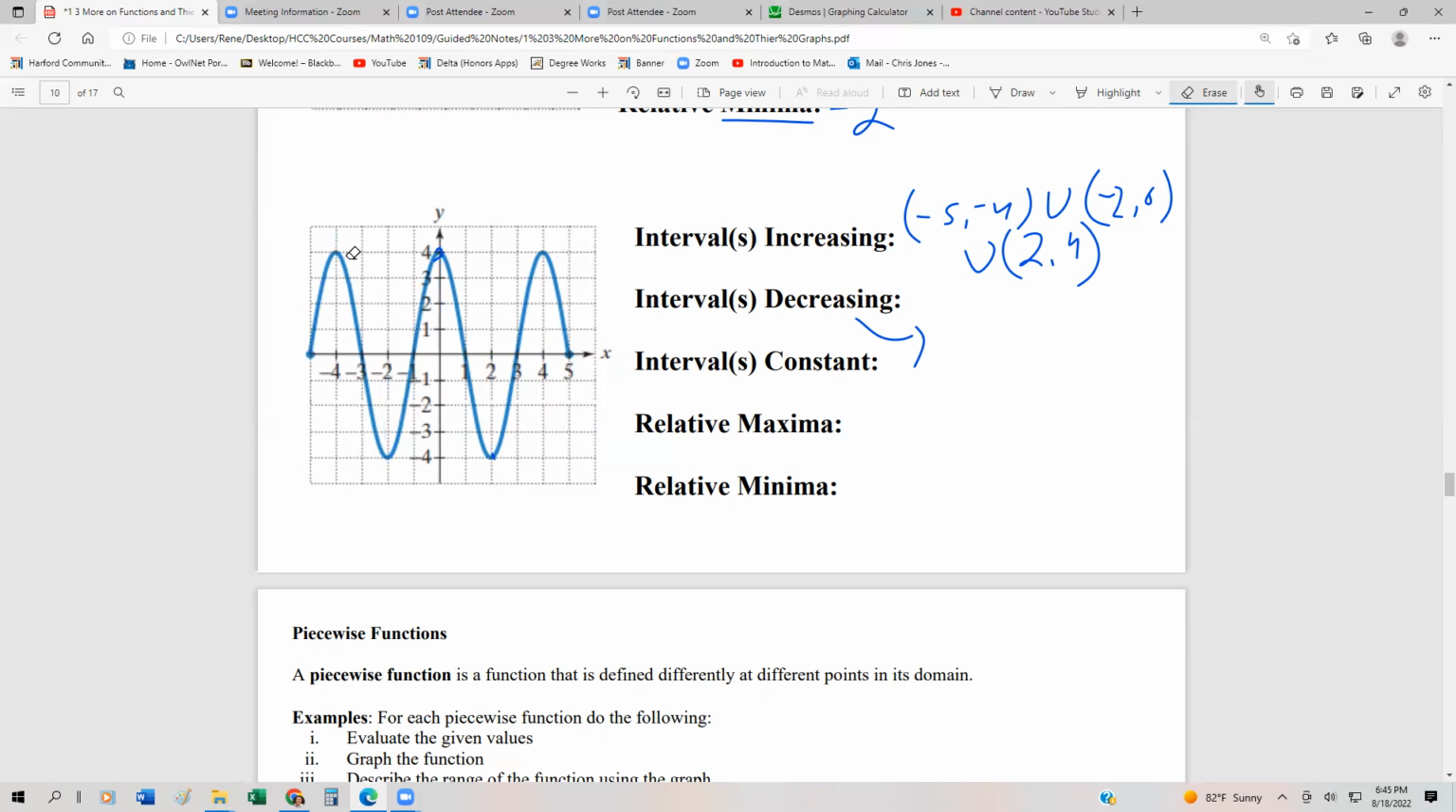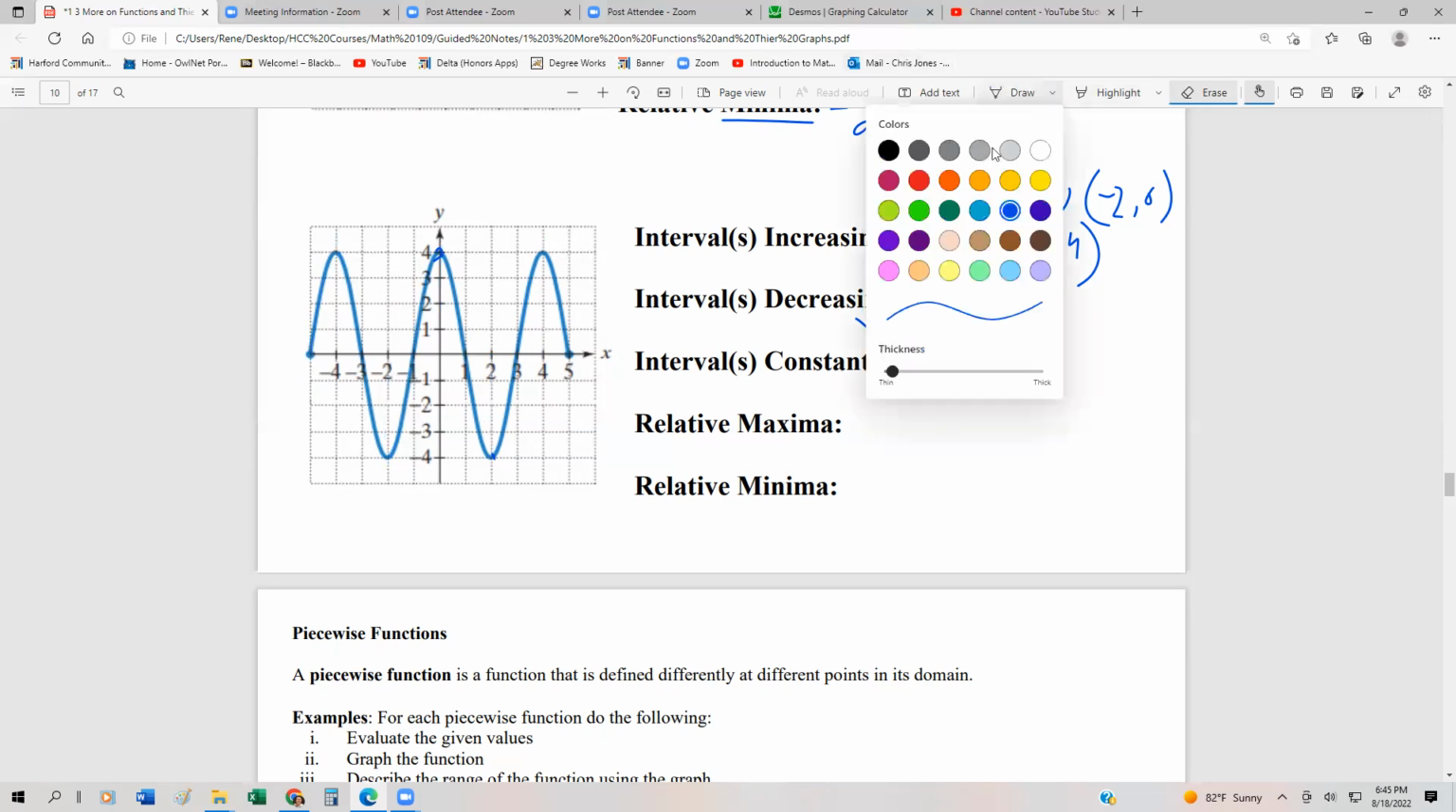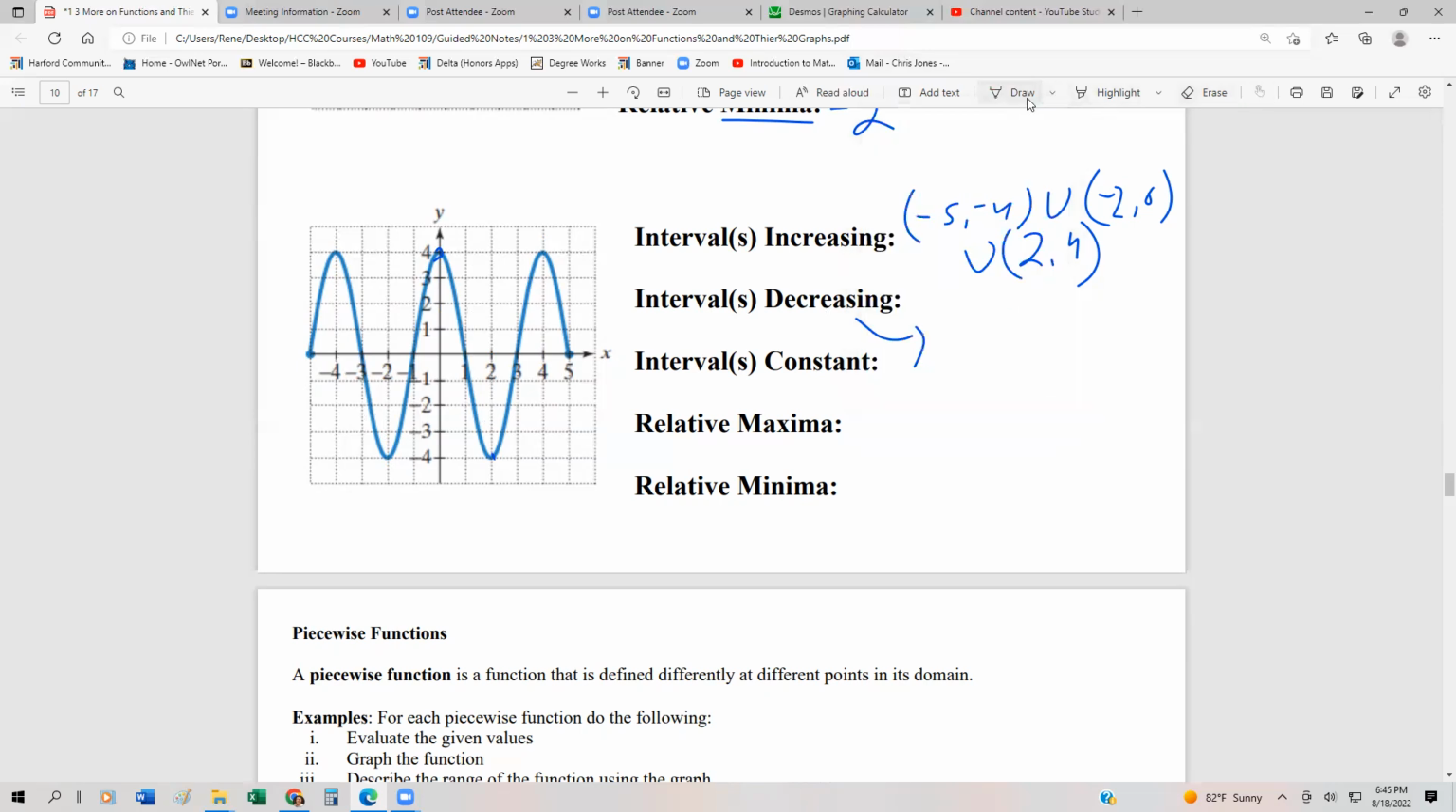And so if I go through and trace this, and I'll use a different color to make it a little bit easier, right? It looks like it's decreasing starting here and going down, down, down to right here, right? So that's going to be from -4 to -2. And again, we look at the x values, and then it looks like it's decreasing again from 0 to 2. And then finally, from here to here, it looks like it's decreasing again. So from 4 to 5.